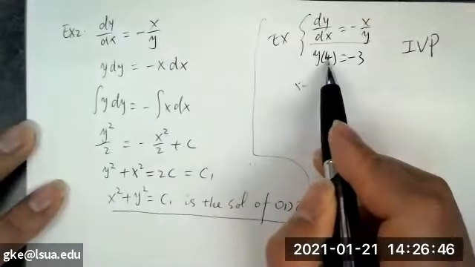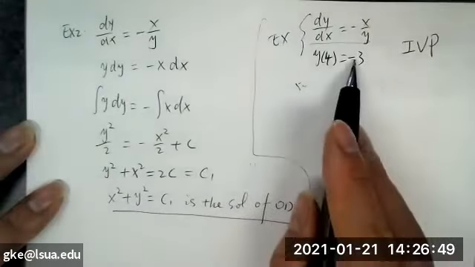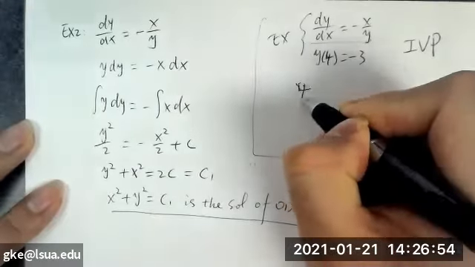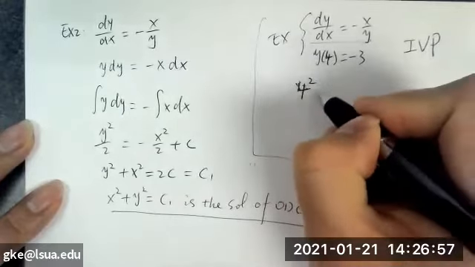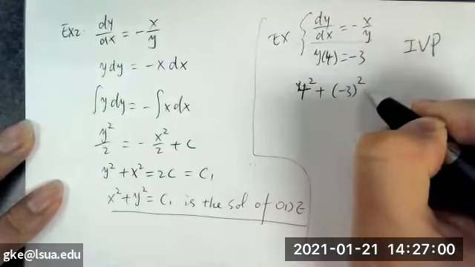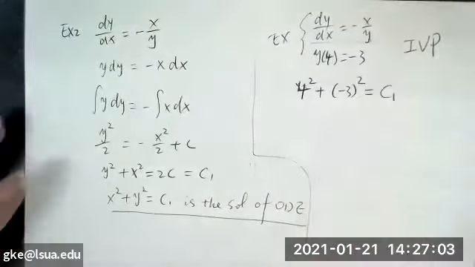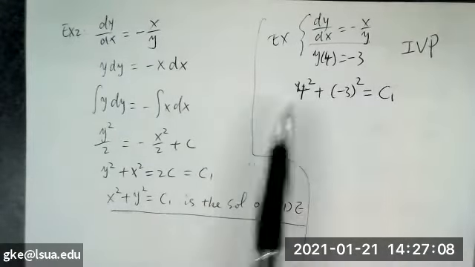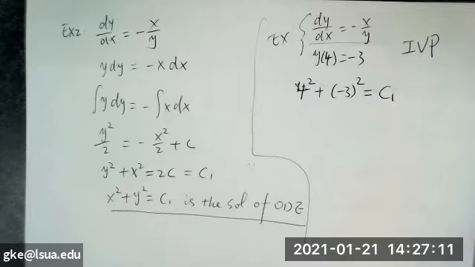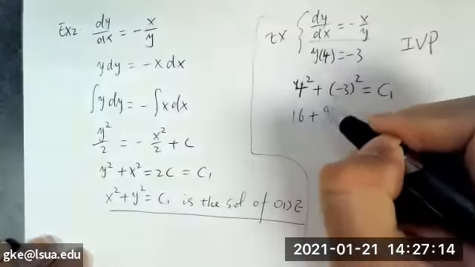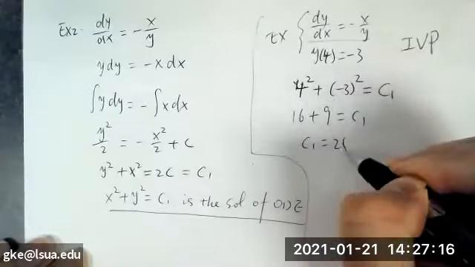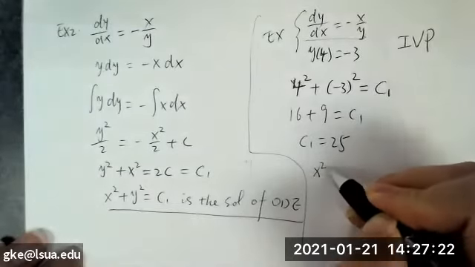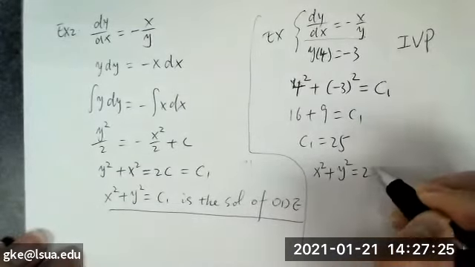Then we plug in x equals 4, y equals -3. Right? So we plug in x equals 4, y equals -3, c equals c1. And this guy equals c1 equals 25. Okay, now let's take a look. The solution of the IVP is what? Is this guy.